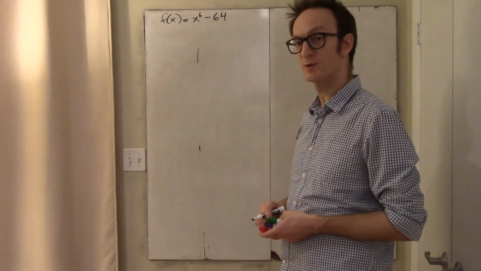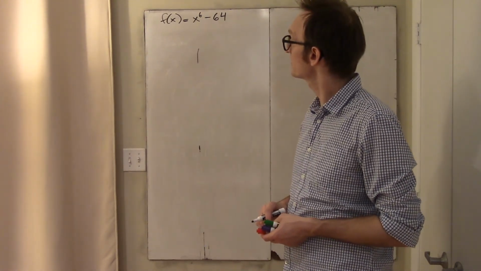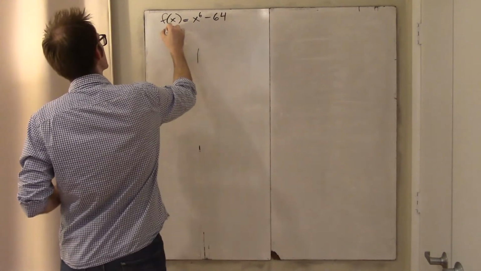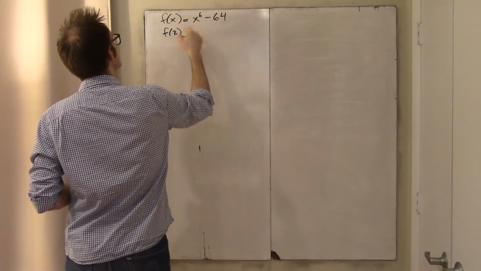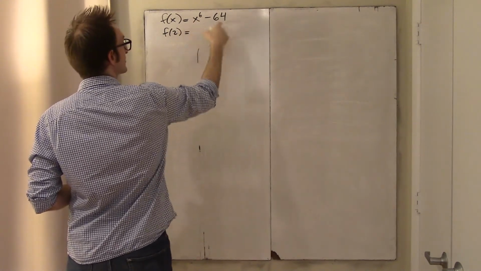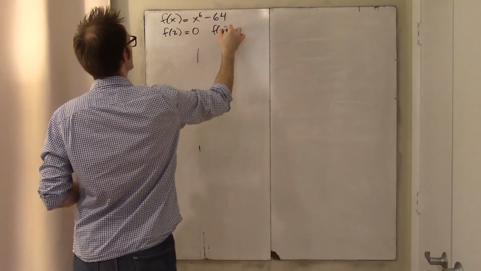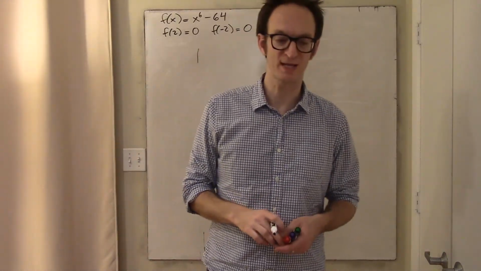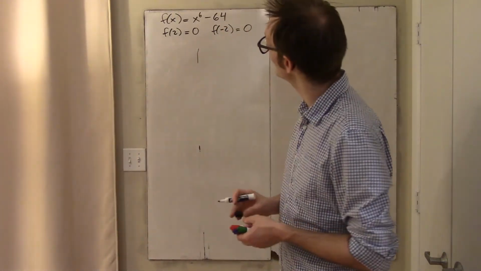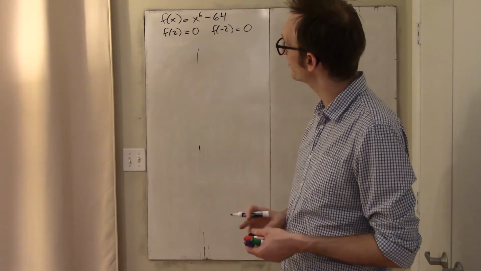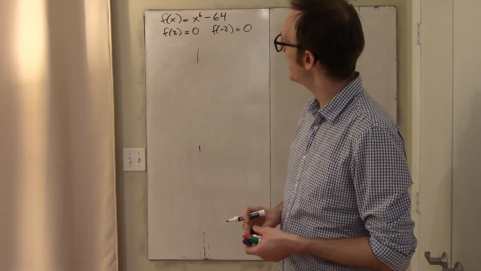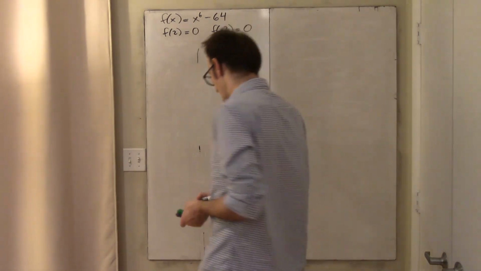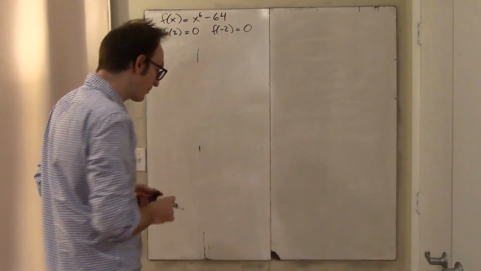2 is a root. And so is negative 2. So just notice that that's just a thing, right? F of 2, 2 to the 6th is 64, so that's 0. But then f of negative 2 is also 0. So that's a sort of 2 down, 4 to go, or something like that. And actually, there are ways to do this problem using only Precalc A knowledge, with difference of cubes and difference of squares and stuff like that. But I don't want to do that right now.